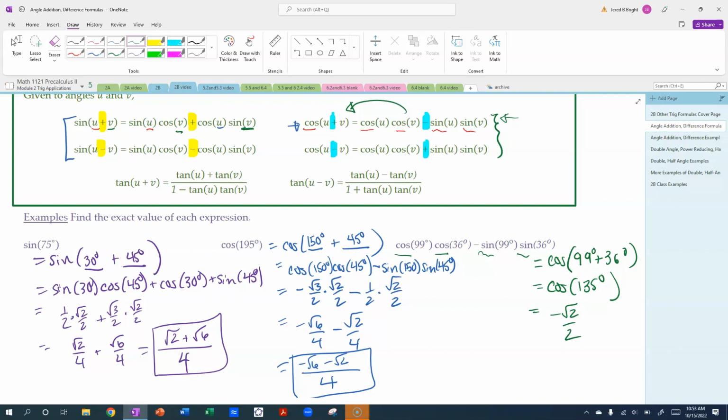Okay, so be aware that you can use these formulas to expand, as we did in the first two, or contract via this last example. So be on the lookout for those, and make sure to really spend some time working through examples with these angle addition and difference formulas.